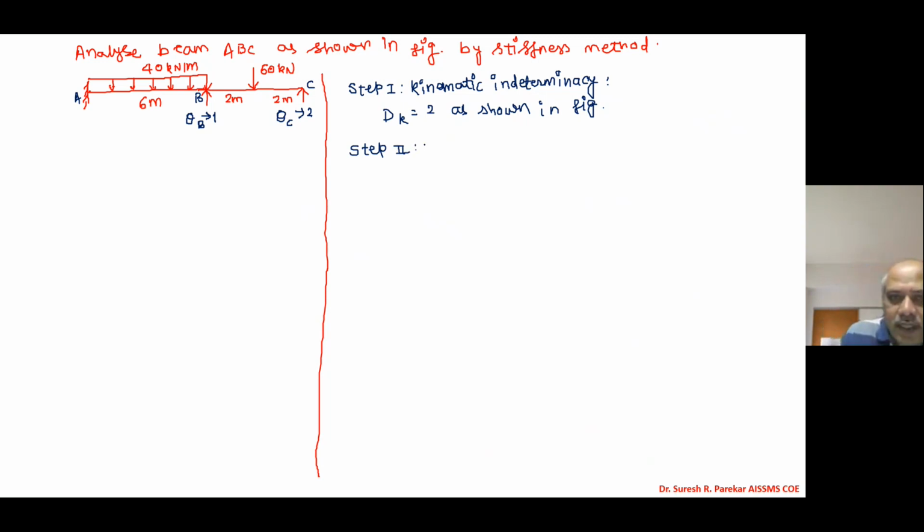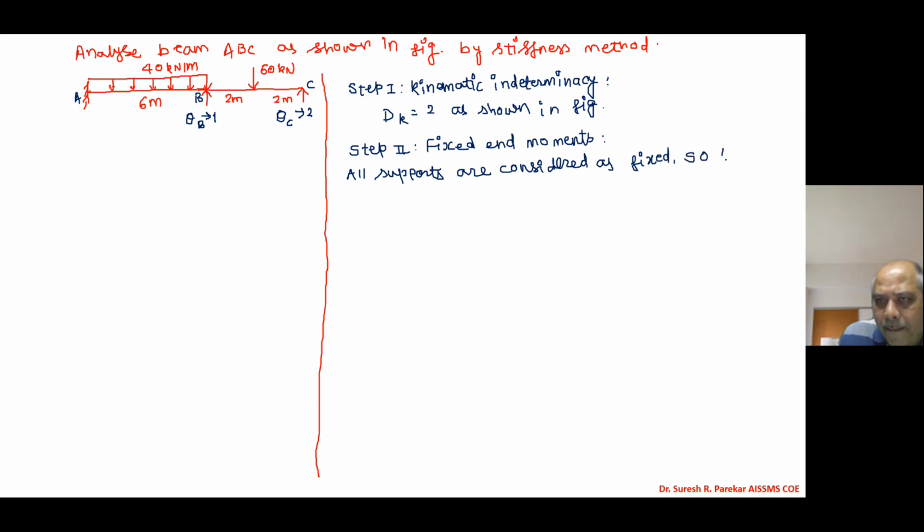Then we have step 2, fixed end moments. So we have to consider all supports as fixed, so that the structure becomes kinematically determinate. We have to make all supports fixed to get the kinematically determinate structure.